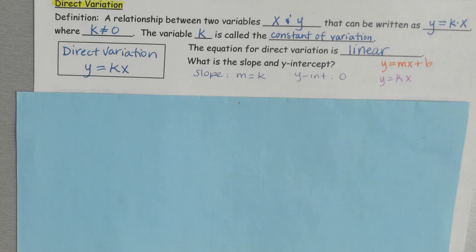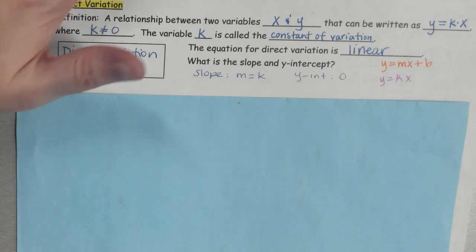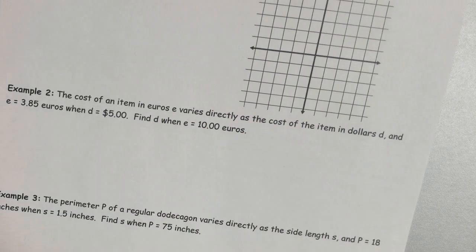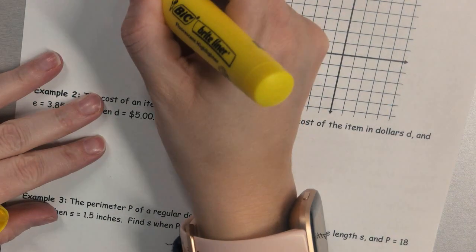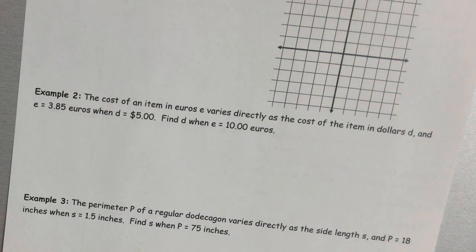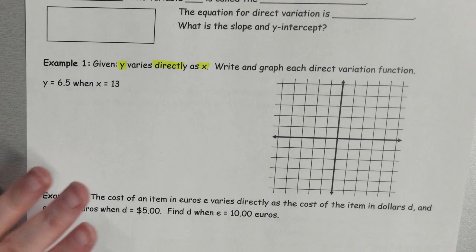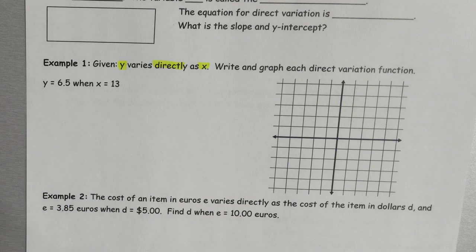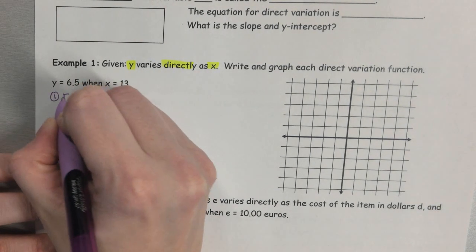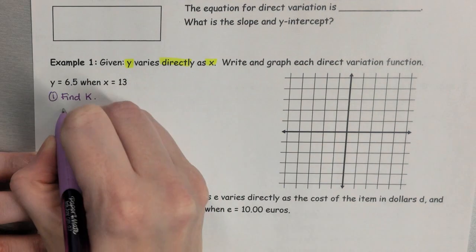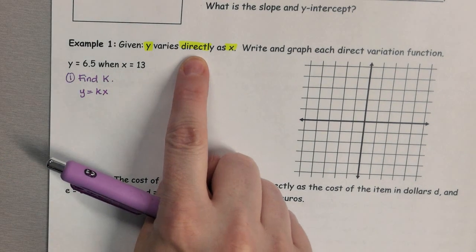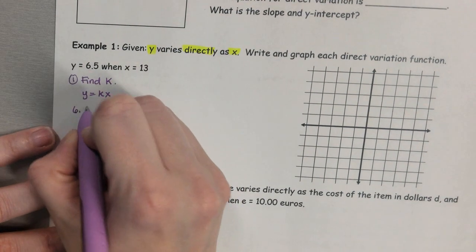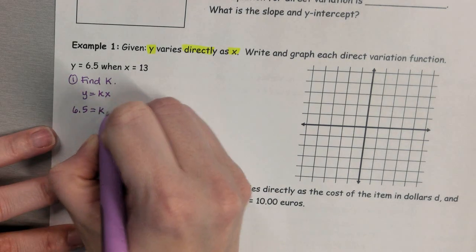And they're always going to give you a sentence that explains how these two variables are related. For example, this one says y varies directly as x. So we're going to write and graph that variation function. So they're going to give you y equals 6.5 when x is 13. The first thing we're going to do is find k. So we have y equals kx because they vary directly. And then we're just going to substitute our values in. So you have 6.5 equals k times 13.